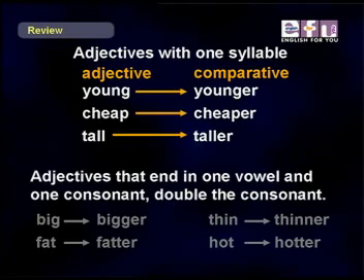Remember, adjectives that end in one vowel and one consonant must have their consonant doubled. So you double the consonant. Here are some more examples of that. Big becomes bigger with two G's. Next, thin becomes thinner with two N's. Also, fat becomes fatter with two T's. And hot becomes hotter with two T's.